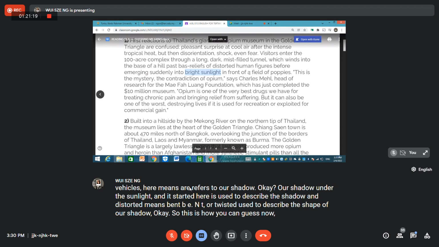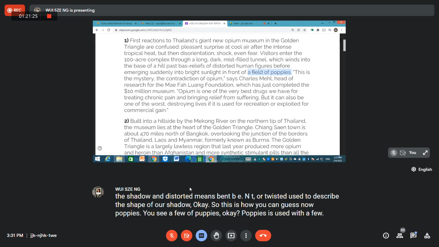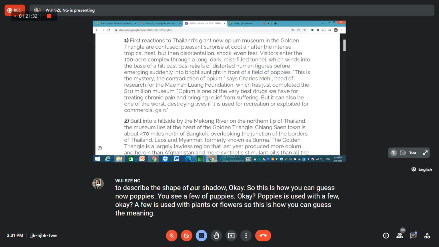Now, poppies. You see a field of poppies. Poppies is used with a field, and a field is used with plants or flowers. So this is how you can guess the meaning of the word poppies. Poppies means flowers, or plants.